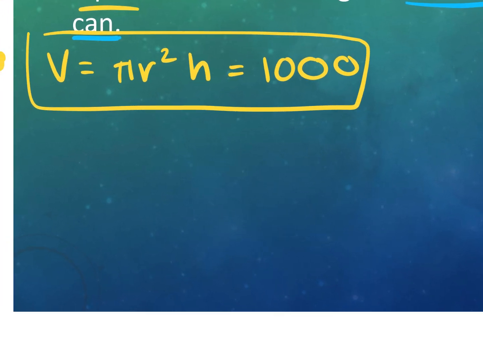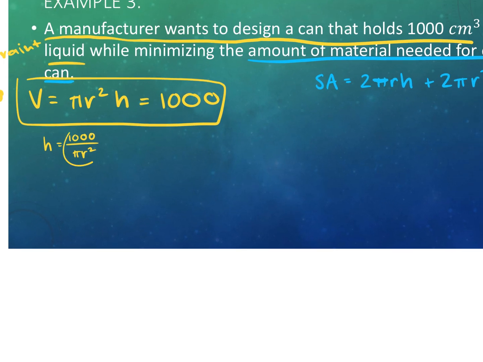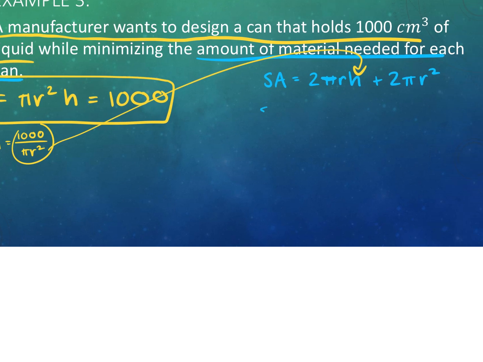So in our constraint, when we solve for h, I just have to divide pi r squared to the other side. So we'd get 1,000 over pi r squared. Now we're going to take this and substitute it into the h in our surface area. So our surface area is equal to 2 pi r times our new h, which is 1,000 over pi r squared, plus 2 pi r squared.